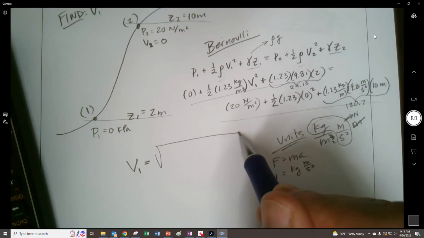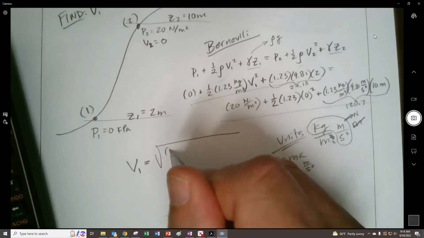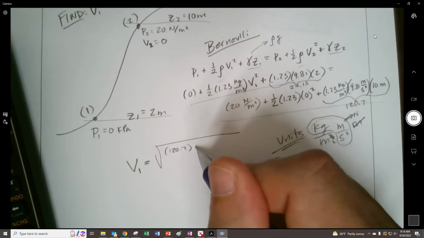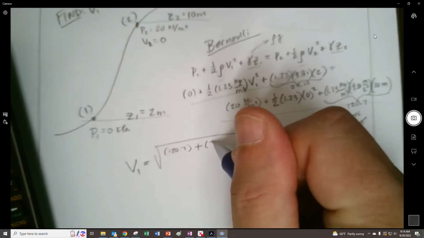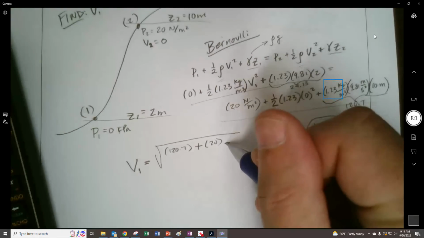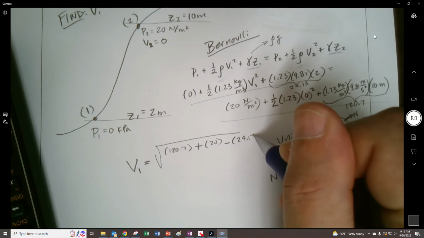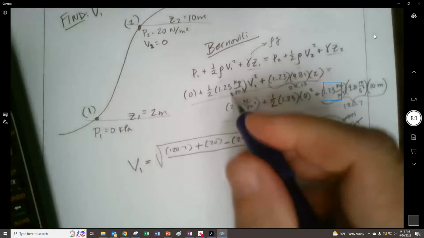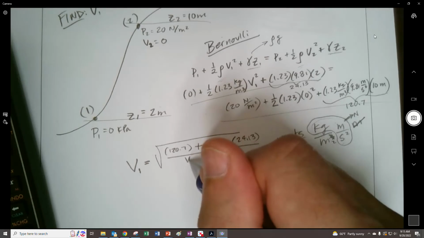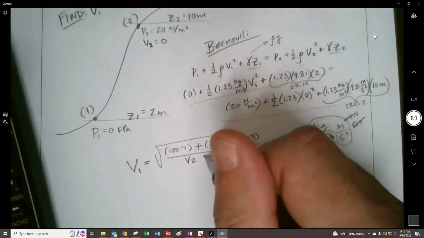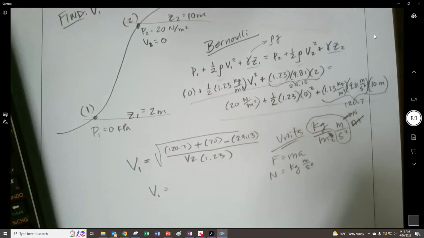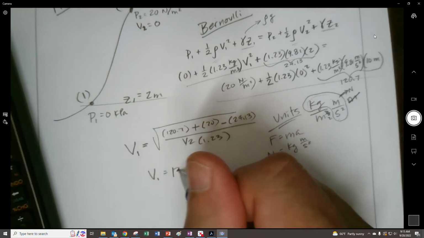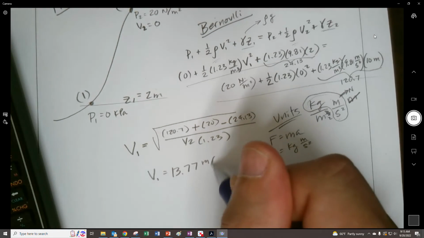So anyway, we work through what the velocity at 1 must be, and that's really going to be the square root of that 120.7 plus 20, excuse me, I should have added that 20, and minus our 24.13, and we're going to divide by 1/2, I was going to put the 2 up at the top, and divide by 1.23, right? And what we should get is a velocity of 13.77 meters per second.